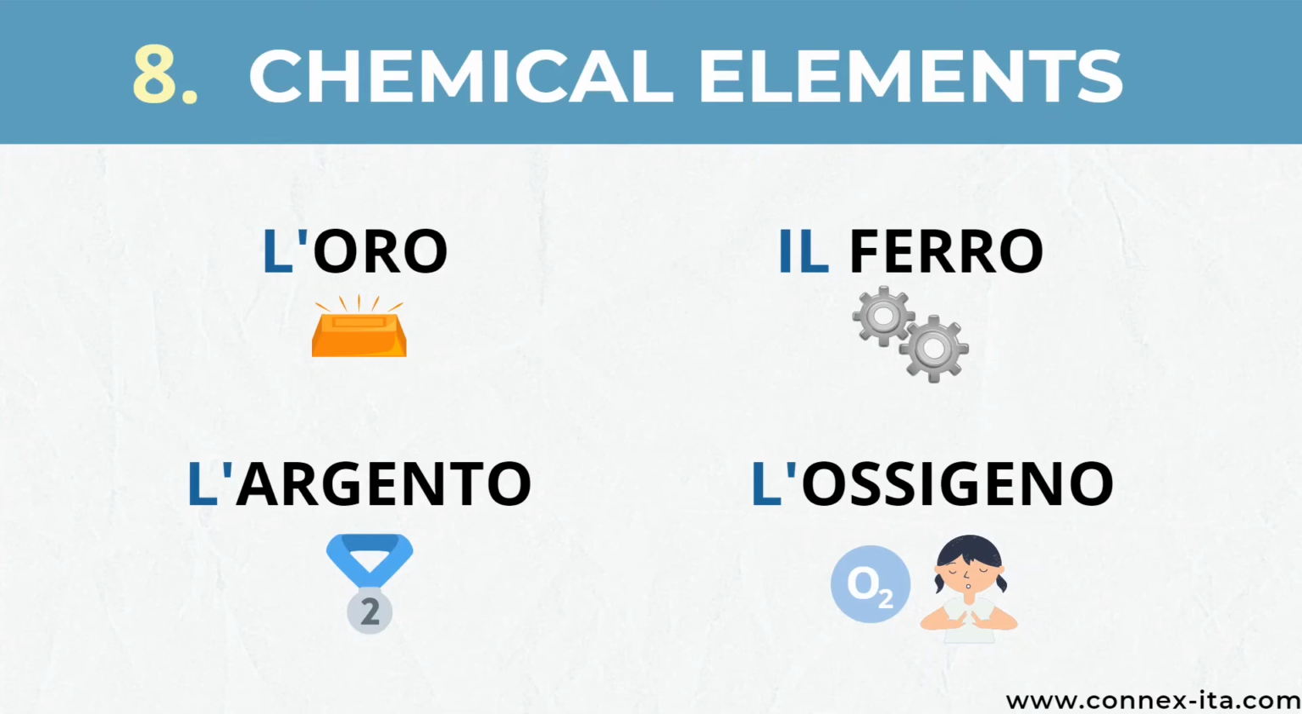Also metals and chemical elements are generally used only in the singular form. For instance, l'oro, gold, l'argento, silver, il ferro, iron, and l'ossigeno, oxygen. L'oro, l'argento, il ferro, l'ossigeno.